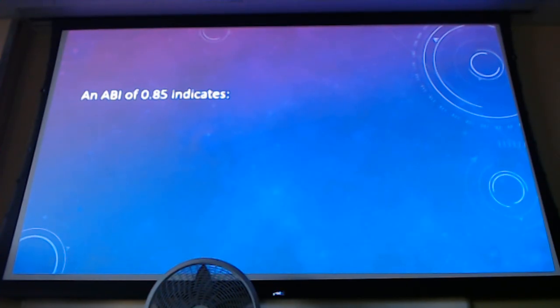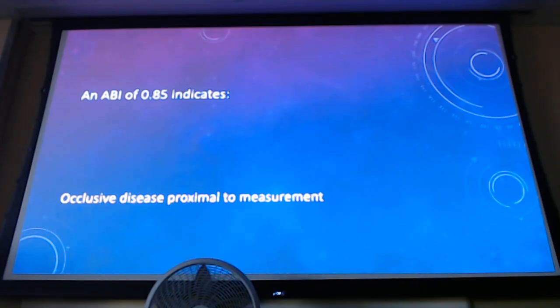Good. All right. An ABI of 0.85 indicates what? Peripheral artery disease. Okay. What's the underlying pathology of PAD? If you have a 0.85, some sort of blood process that starts with an O. Occlusion, occlusive disease, proximal to the measurement.